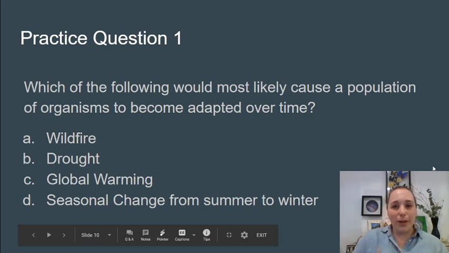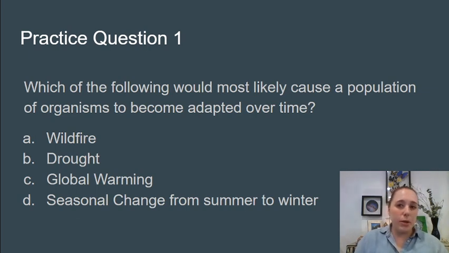Now that we've talked about our concepts and hopefully you've taken some notes, we're going to go into practice questions. So the first one: which of the following would most likely cause a population of organisms to become adapted over time? A, a wildfire; B, drought; C, global warming; or D, seasonal change from summer to winter?